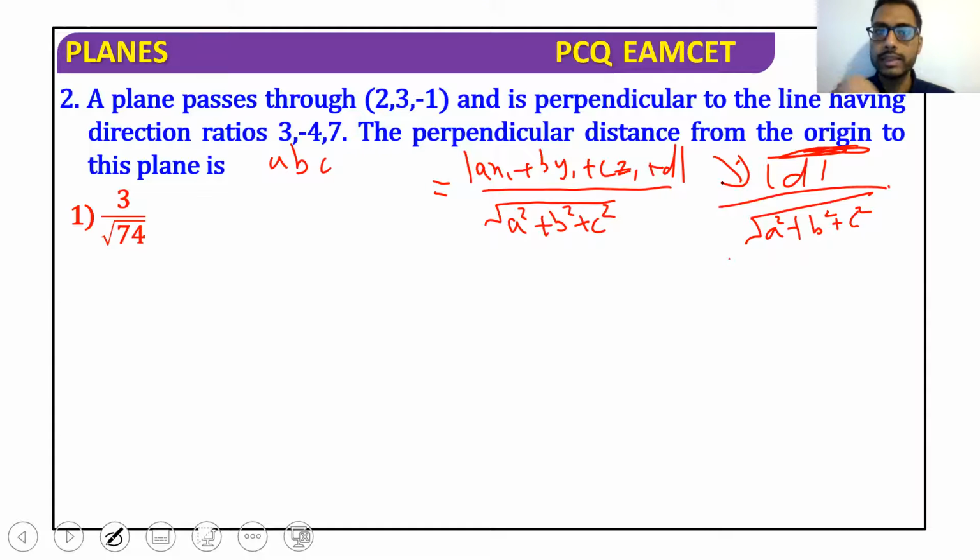And how can I get equation of plane? It is given that a plane is passing through this point and it is perpendicular to a line having direction ratios this. So again, we'll use our previous formula. Point is given as 2, 3, minus 1. Direction ratios is given as ABC. Using our previous formula, I'll get equation of plane. And from equation of plane, I'll get this value D.